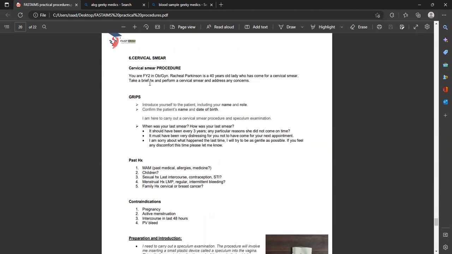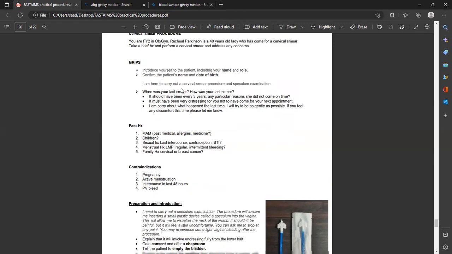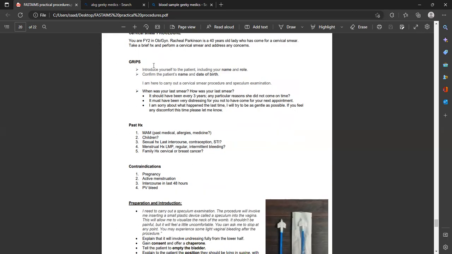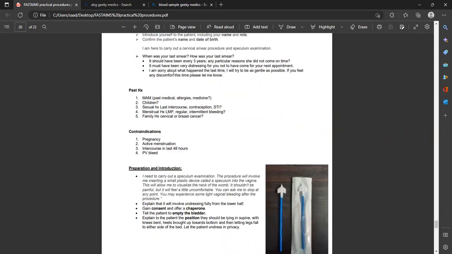You are standing outside, you have 90 seconds. You have OBGYN, Rachel Parkinson, 40 years old, coming for a cervical smear. Take a brief history, perform the cervical smear and address any concerns. So you have to perform this: introduce yourself, check name and date of birth of the patient, and then say I am here to carry out the cervical smear procedure. State the purpose in the beginning. So do you know what a cervical smear is?